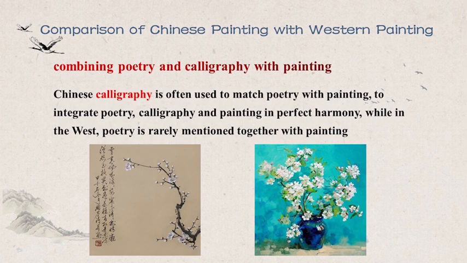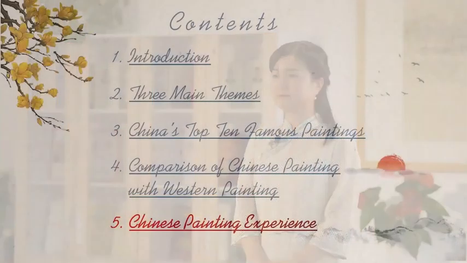Thirdly, combining poetry and calligraphy with painting. In the West, poetry is rarely mentioned together with painting, even if the painting itself includes poetic connotations. The reason lies in that there is no medium between poetry and painting in the West, while Chinese calligraphy itself contains artistic beauty, so it is often used to match poetry with painting, to integrate poetry, calligraphy, and painting in perfect harmony, which is more aesthetic and appealing than simple painting.